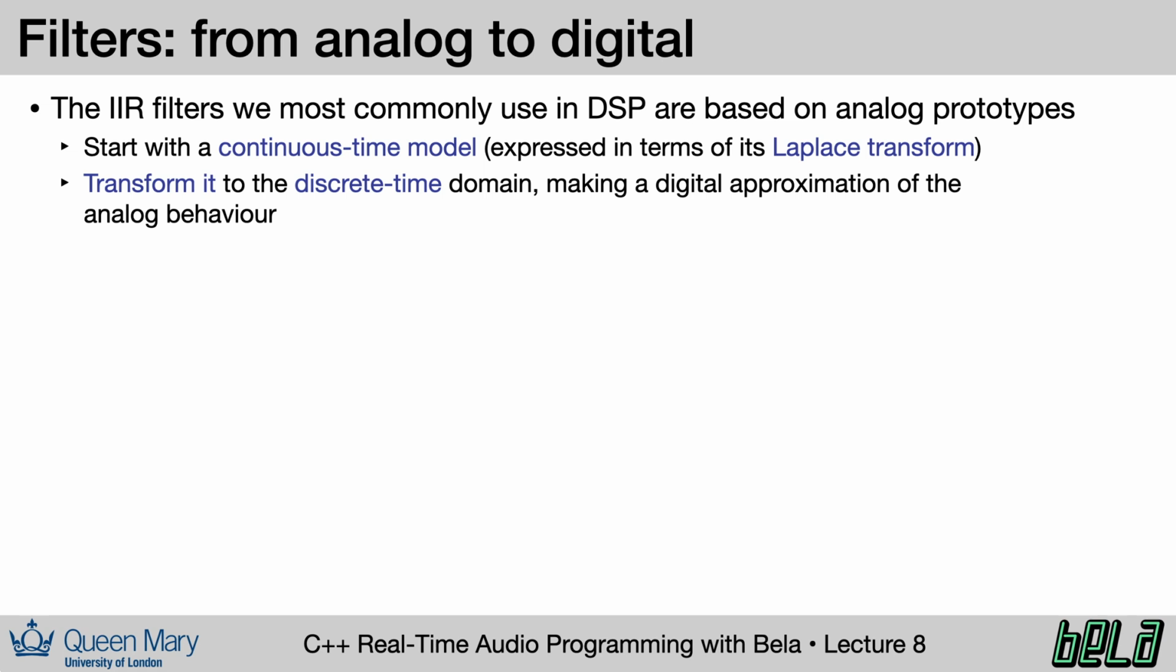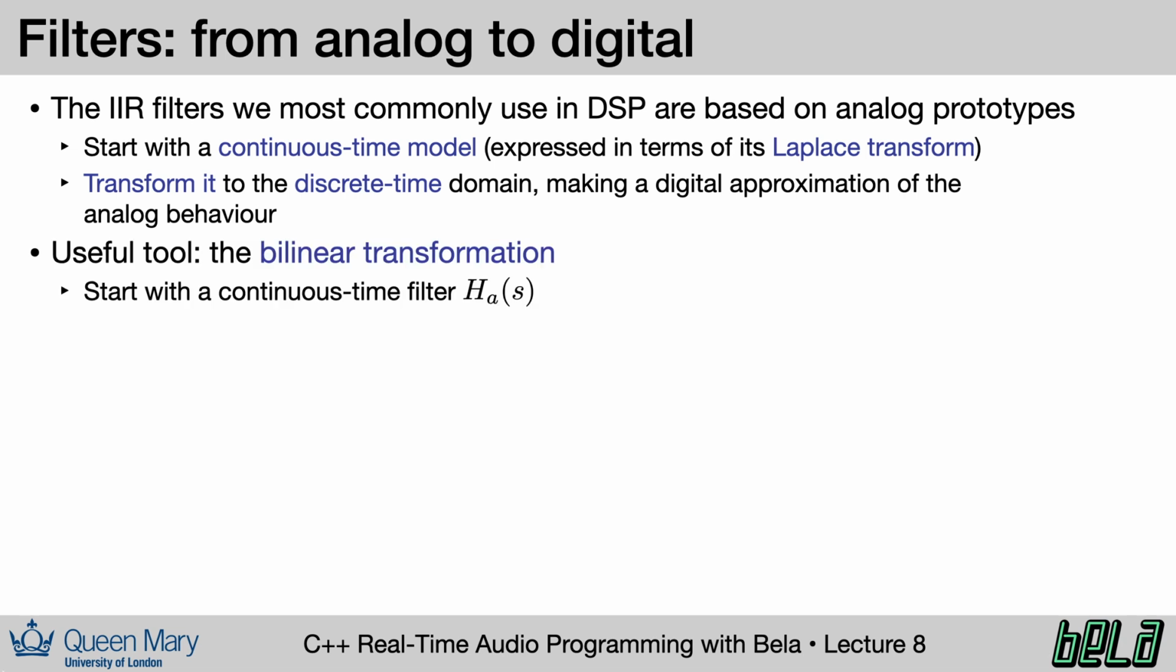Just a few words about DSP theory as we wrap up. Generally speaking, the digital IIR filters that we use are almost always designed based on analog prototypes, and so there are some useful equations for converting continuous time filters into discrete time ones, which is what we're effectively doing here. One tool is called the bilinear transformation.